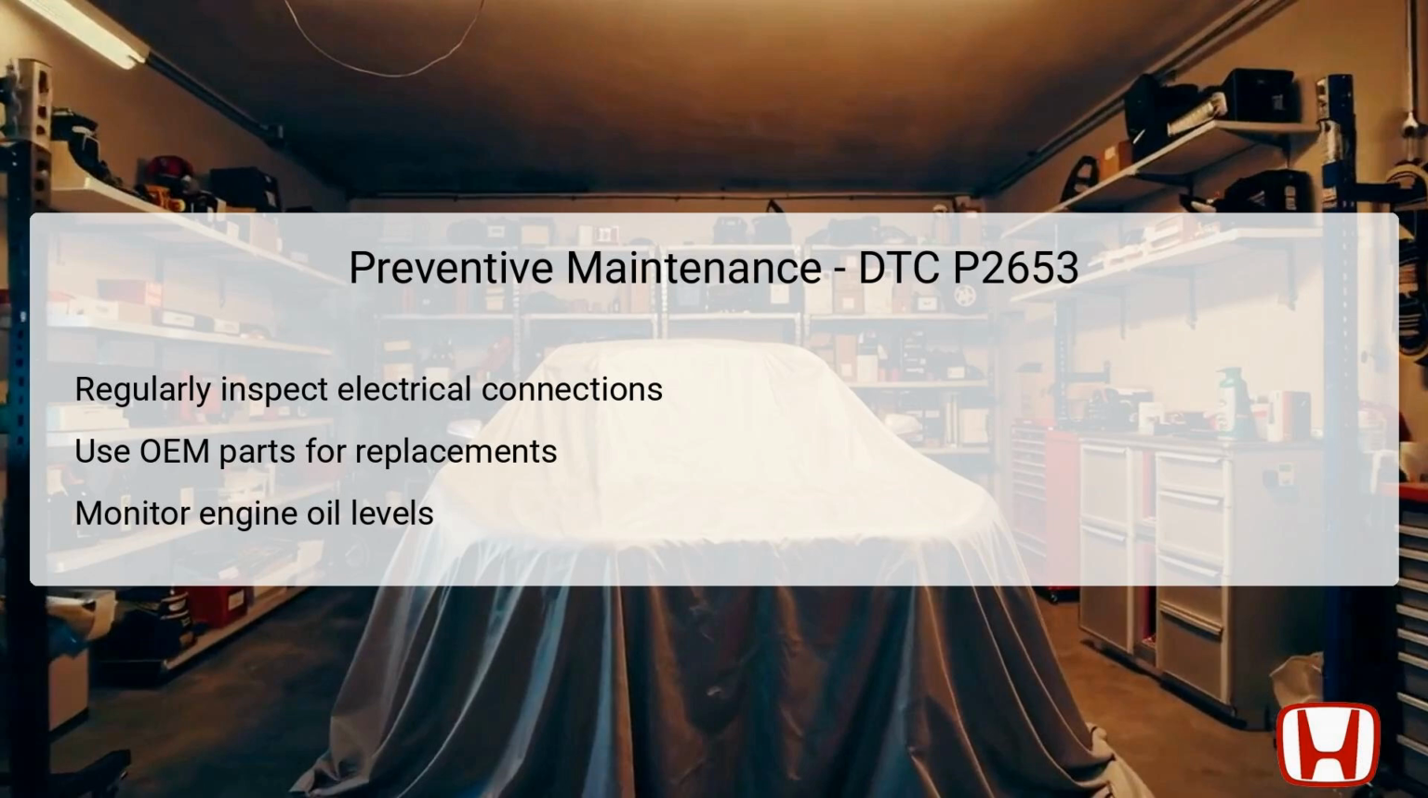Additionally, monitoring engine oil levels is essential, as low oil can lead to poor solenoid operation and subsequently affect the variable valve timing system. Establishing a routine maintenance schedule that includes these practices can significantly reduce the likelihood of encountering DTC P2653 in the future and help in maintaining optimal engine efficiency.